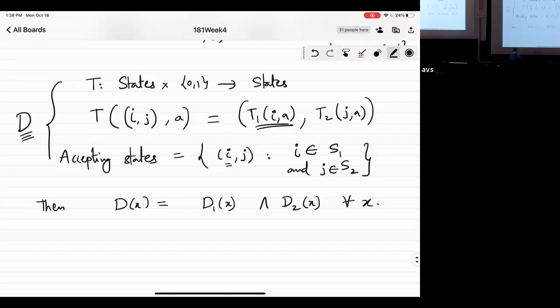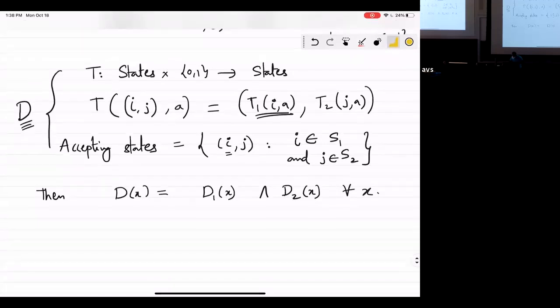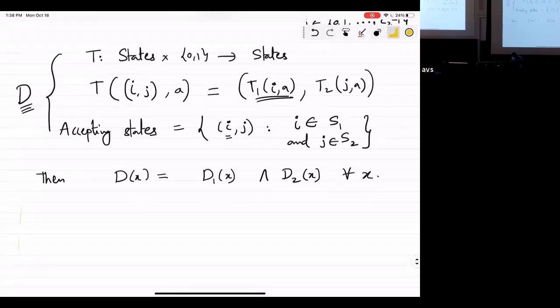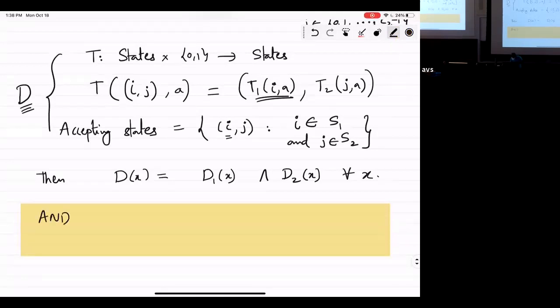Any questions about this? So the summary is: AND of DFAs is computable by DFA.